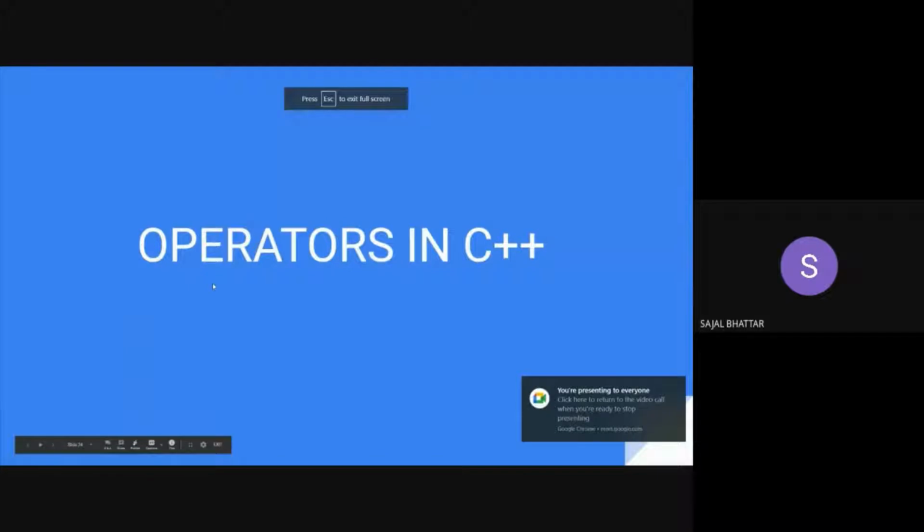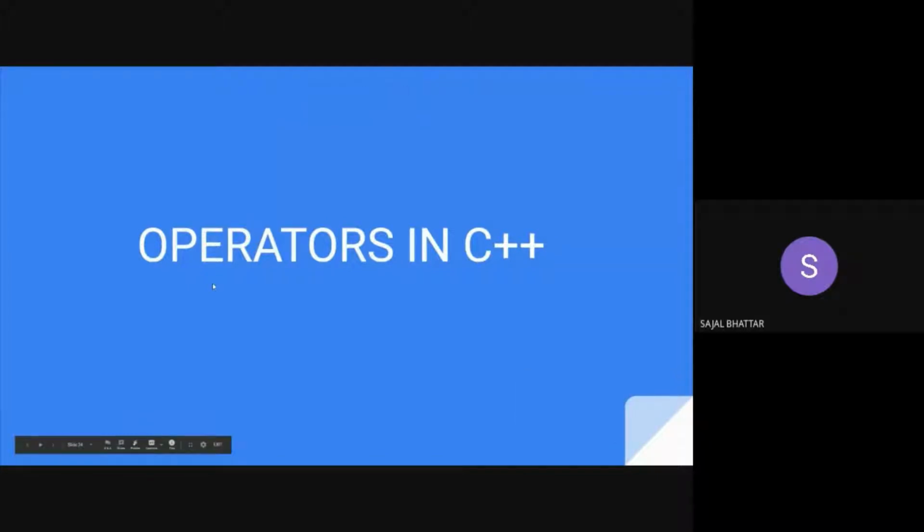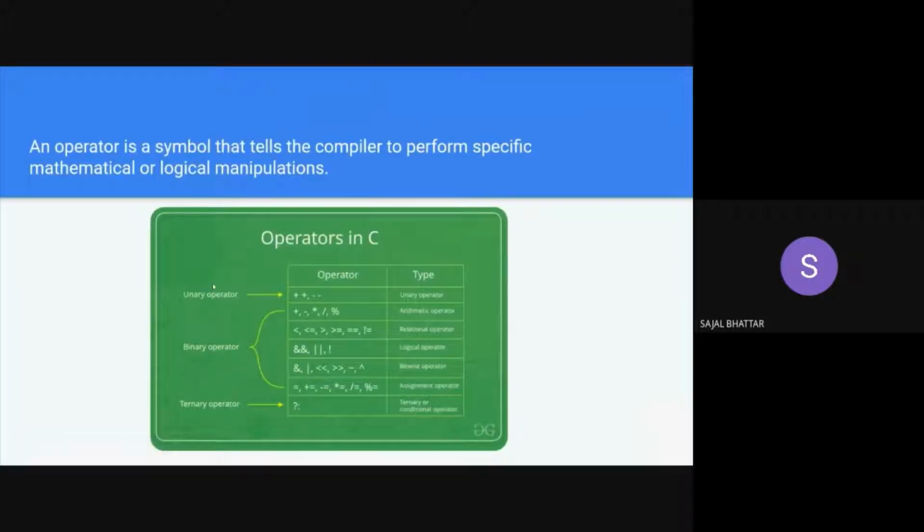Let's start with operators in C++. So, what exactly is an operator? An operator is basically a symbol which tells the compiler that the user is trying to perform some kind of mathematical calculation or logical calculation. In C++, we have a variety of operators, and the most common way of segregating them is on the basis of the work they do, and also they can be separated on the basis of the number of operands they interact with.